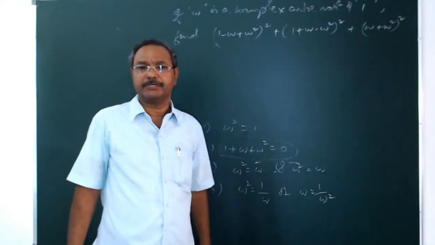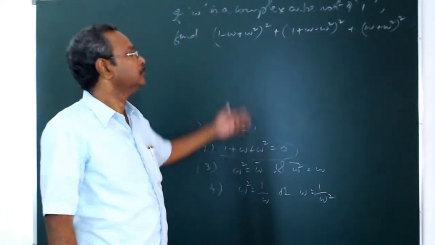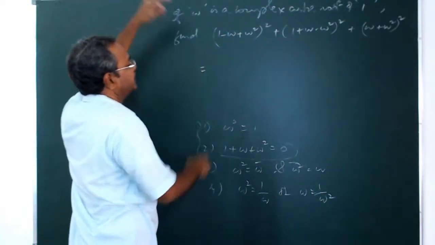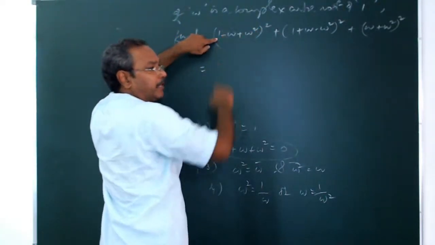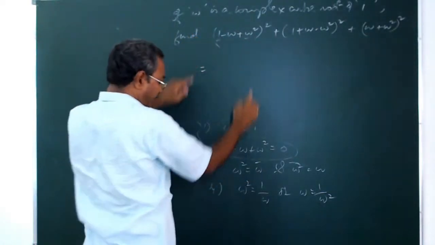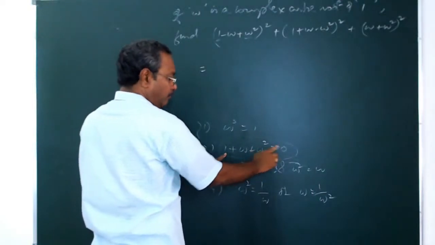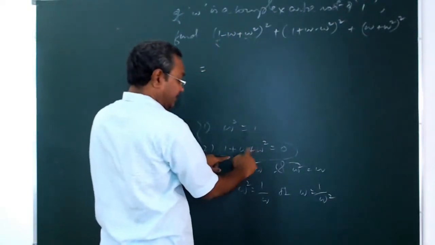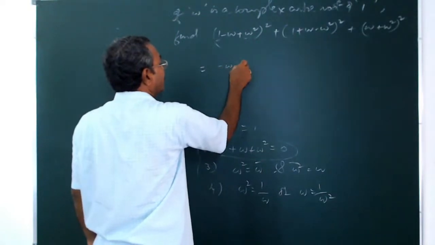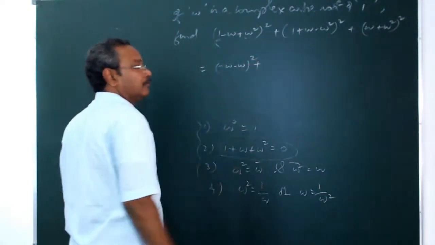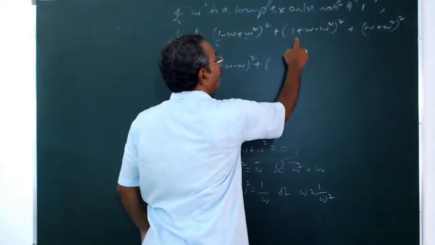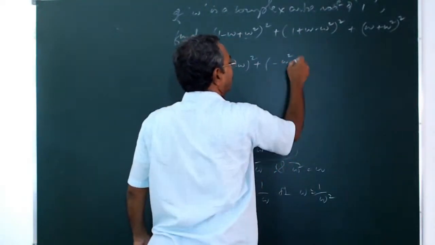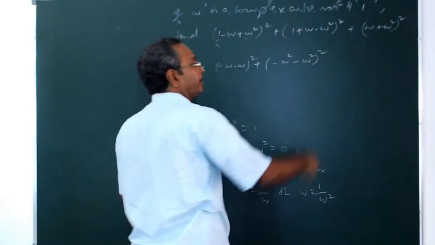So how to find the value of this expression? You have the properties with you. Simplify this. Using these properties, you will get the required value. Look, this expression is 1 minus omega plus omega square whole square. 1 plus omega square from this equation is equal to minus omega. So already you have one more minus omega, so the sum of these two terms is equal to minus 2 omega. Plus this one, 1 plus omega is equal to minus omega square, and you have one more minus omega square.